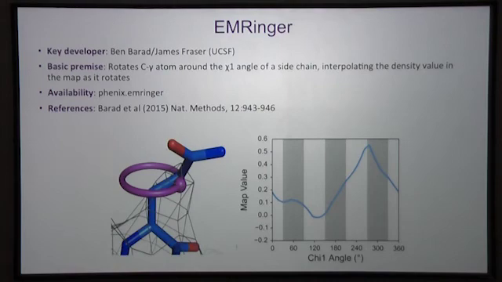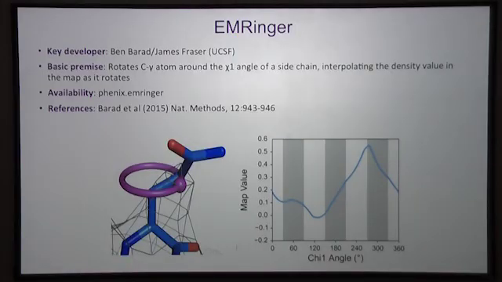And then EMRinger. EMRinger is really one of the very few validation metrics which is specific for cryo-EM. Most of the others are also used for X-ray crystallography. This was developed in James Fraser's lab. The idea is that you take advantage of the highest resolution information that you have in your map, which is around the C beta position, so where the side chain starts.